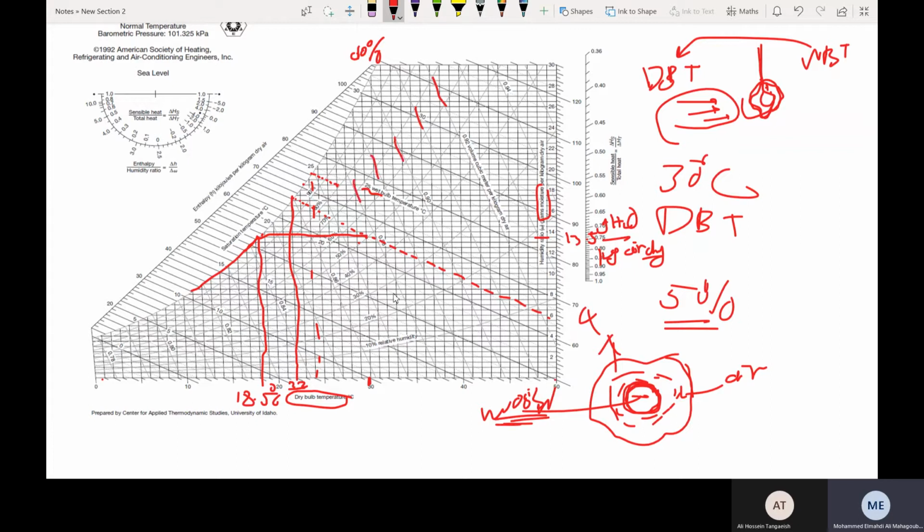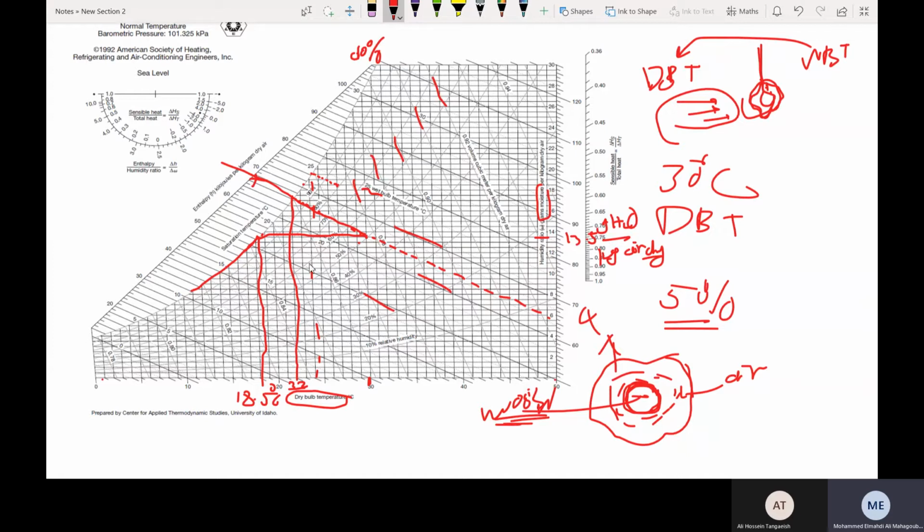These are the volume lines, and the enthalpy lines are this. Okay, how to measure the enthalpy? Just go straight, take a line parallel to them, and go straight there. Okay, and you will hit here. The outer scale is for the enthalpy, and the volume you just make an interpolation between those two lines.